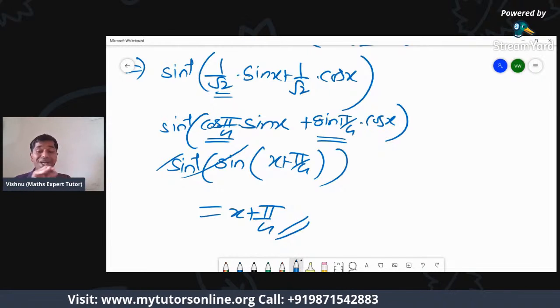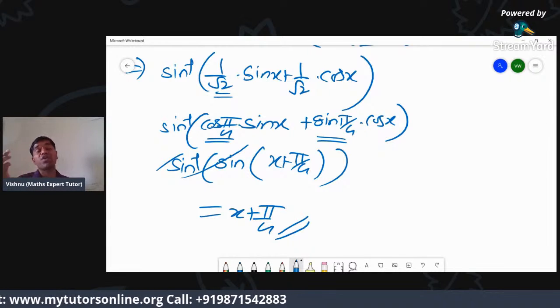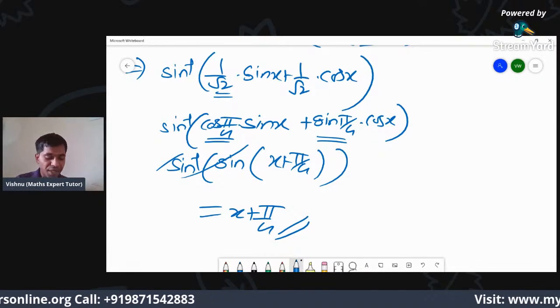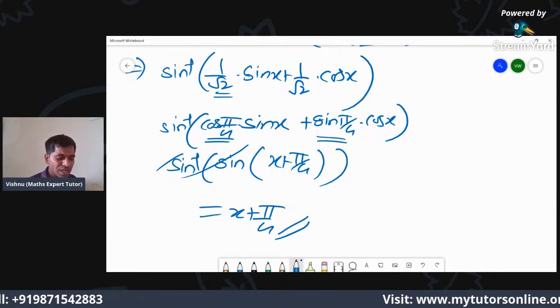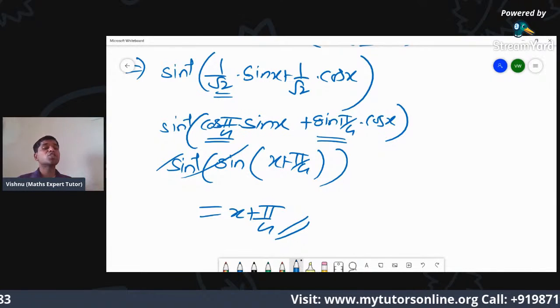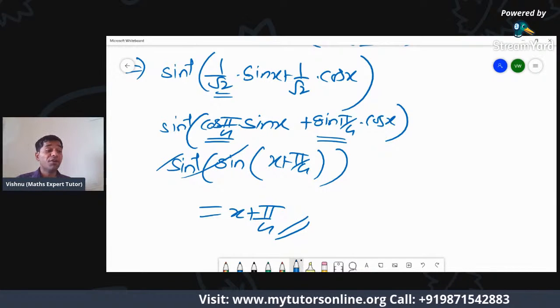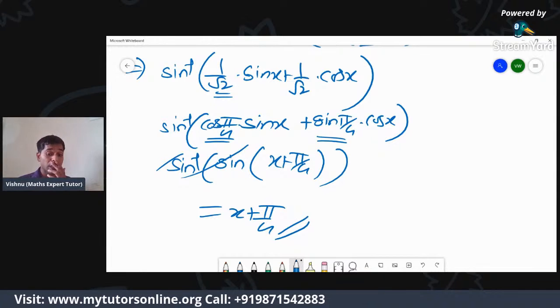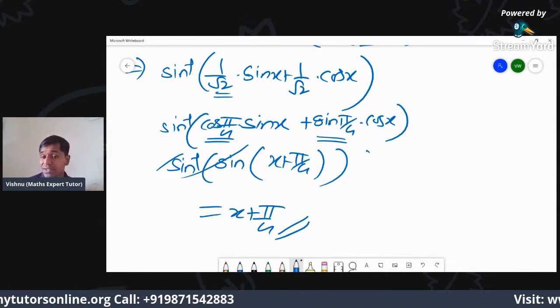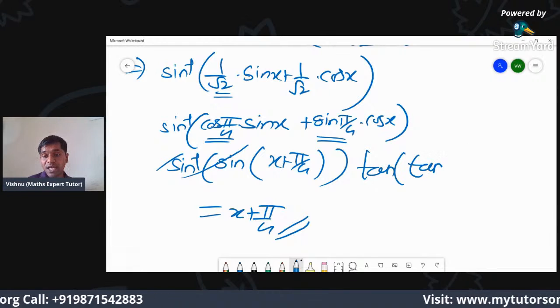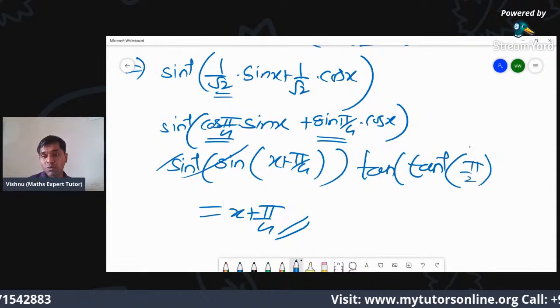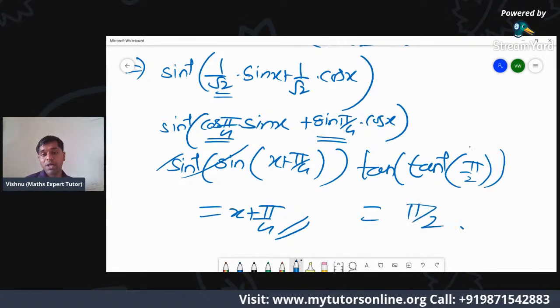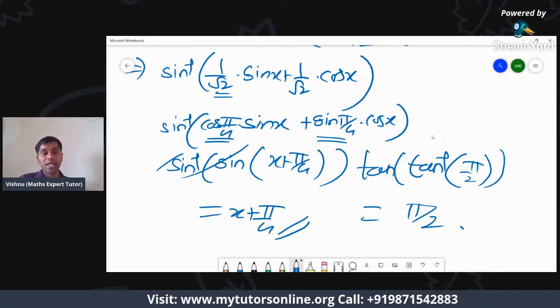So converting into simplest form has only one meaning. I repeat, if it is sine inverse outside, inside it should become a formula of sine. If it is tan outside, then it should become tan inverse inside, so that tan of tan inverse also I can cancel. If it is like this, tan of tan inverse of pi by 2, the answer will only become pi by 2. So just for an example.